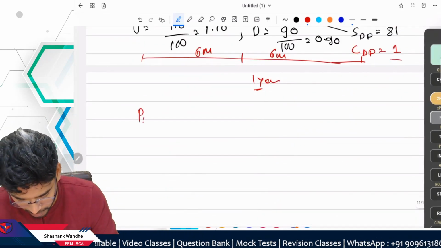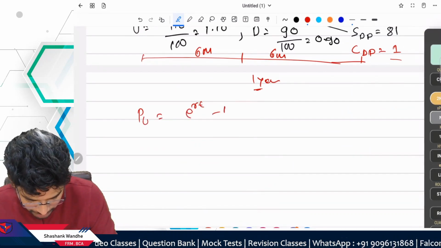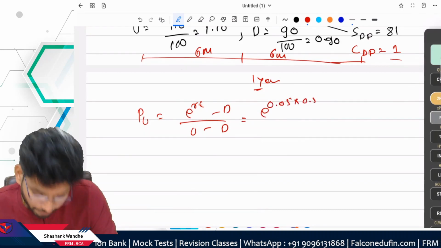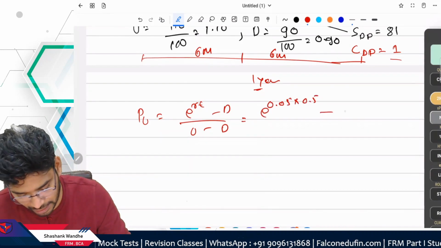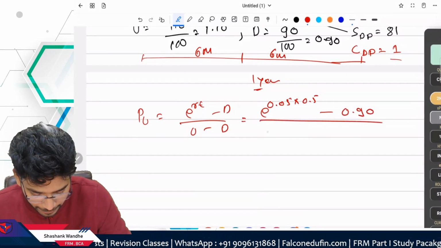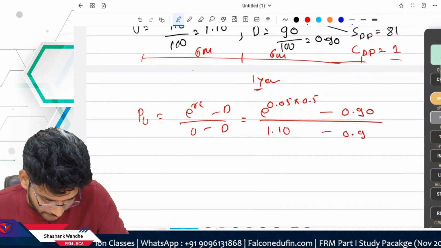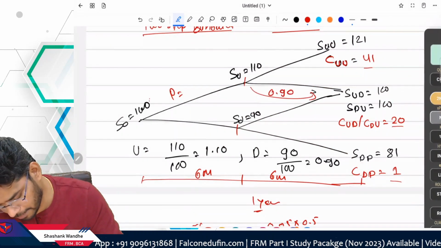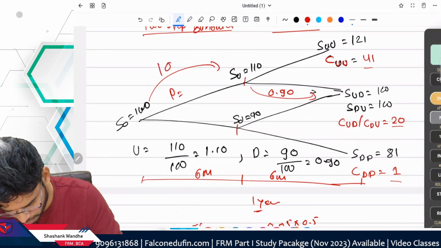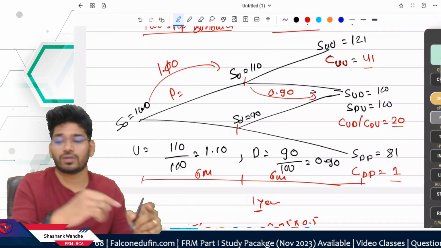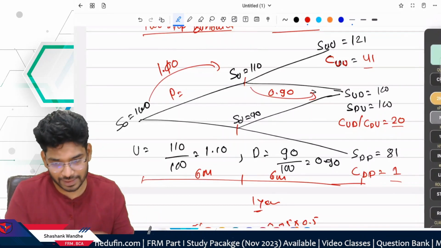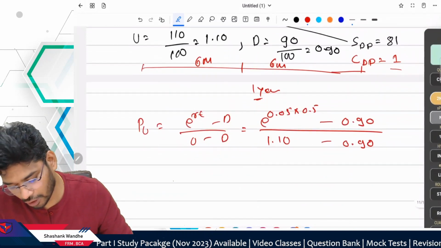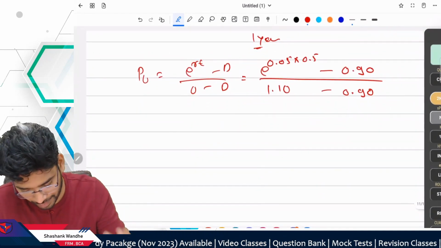So probability of upward movement is equal to e to the power RT minus d divided by u minus d, which is equal to e to the power 0.05 multiplied by 0.5 for half of the year, minus d 0.90, divided by 1.10 minus 0.90. One more thing, I guess I told you, when you are going from here to here, you have to multiply it by 0.90. So 110 multiplied by 0.90, you will get 99, but I assumed 100. I will tell you why there is a mismatch.